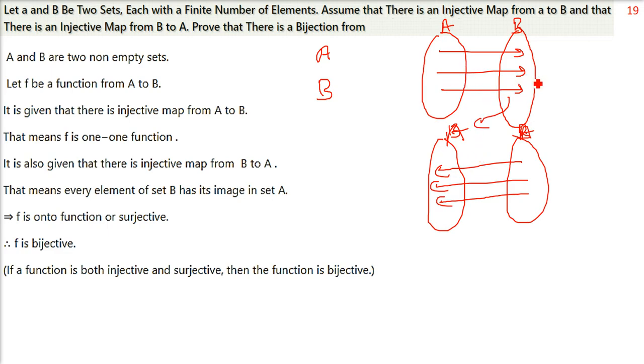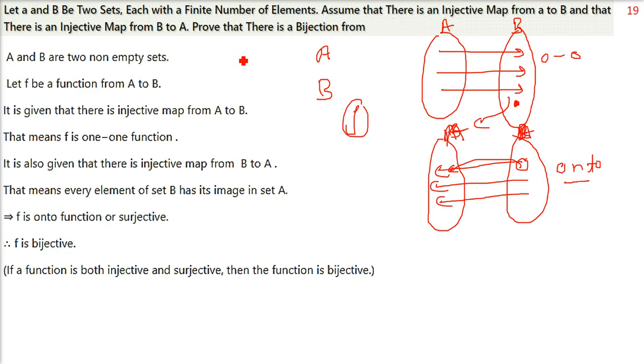Okay. So f is a function from A to B, 1 to 1. And it is also said that this B to A is also 1 to 1. So all the elements have a pre-image. So this is also 1 to 1, and onto. Onto means there is no element of the set B which is remaining. So it is 1 to 1 and onto also.